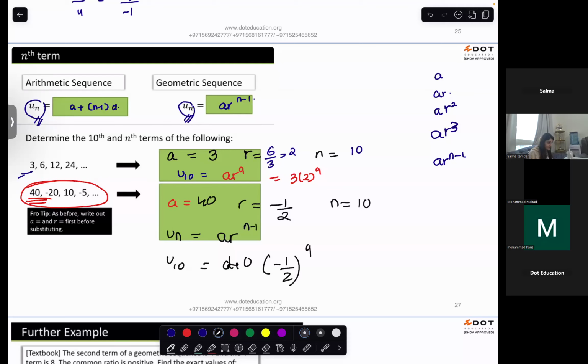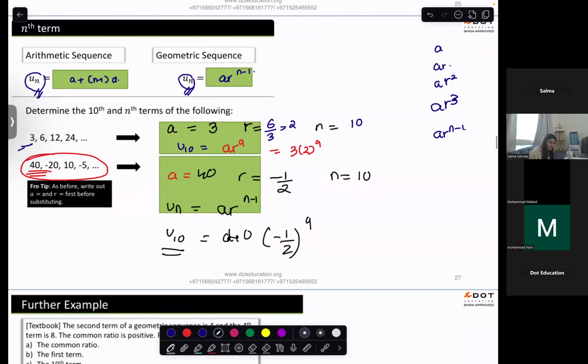Okay, fine. Are you with me? They want the 10th term and they want the nth term. What is the nth term for this sequence? So it'd be 40 into minus 1 by 2 to the power N minus 1.